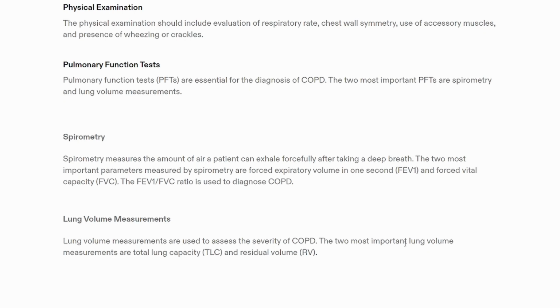The two main lung volume measurements are the total lung capacity and the residual volume. How frequently the patient is getting attacks and how much the airflow is limited all help to identify the total lung capacity and residual volume measurements.